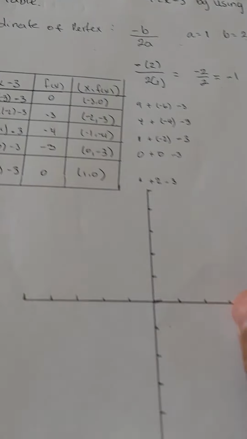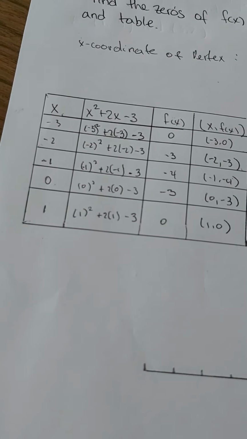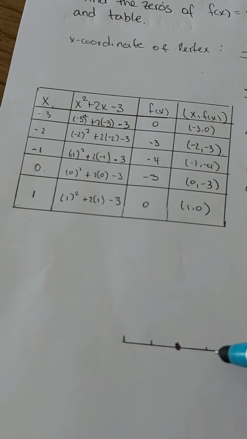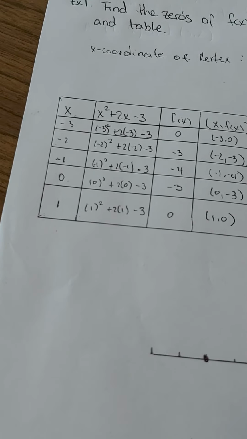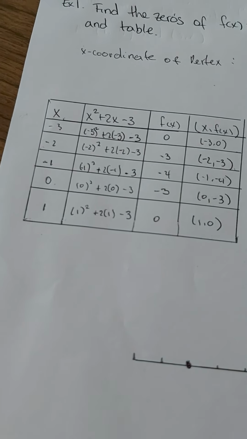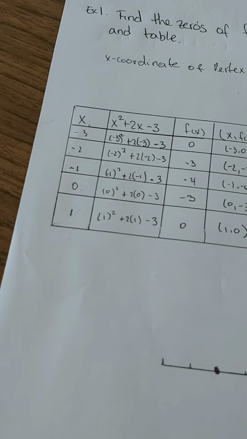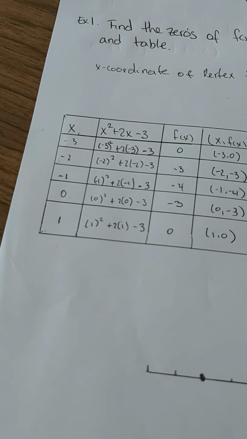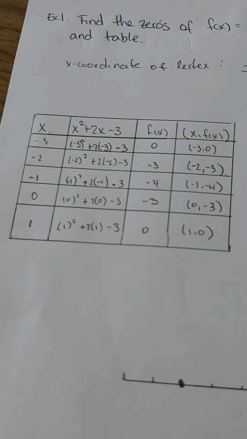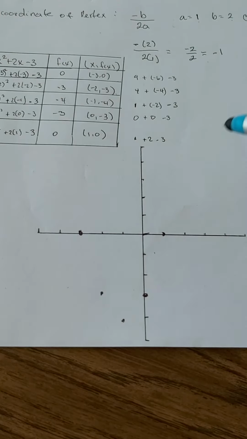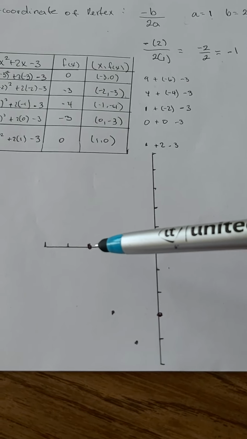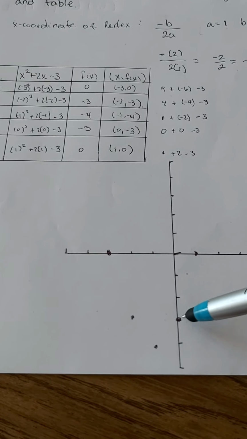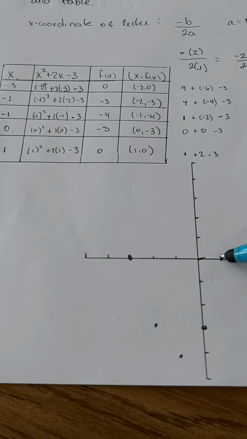So we graph our points: (-3, 0), (-2, -3), (-1, -4), (0, -3), (1, 0). So here we have (-3, 0), (-2, -3), (-1, -4), (0, -3), (1, 0).